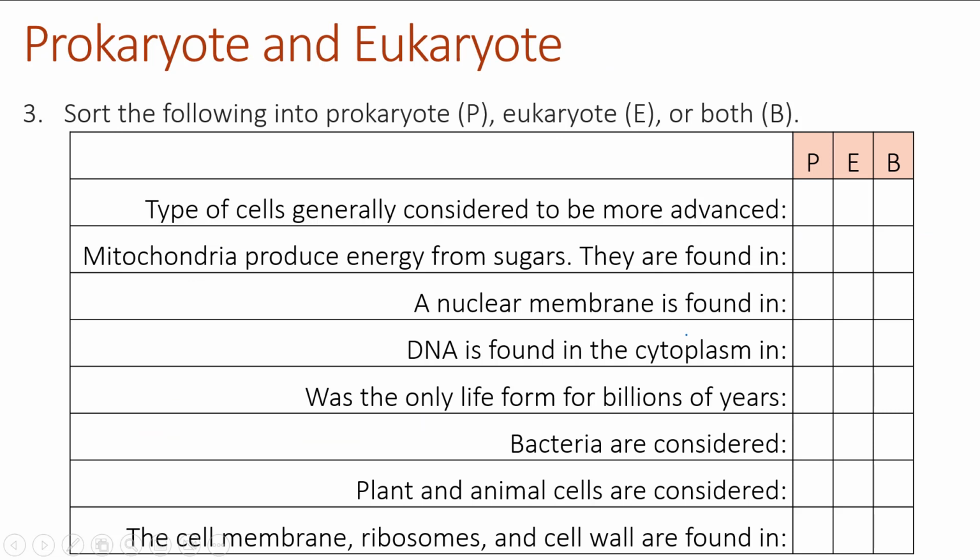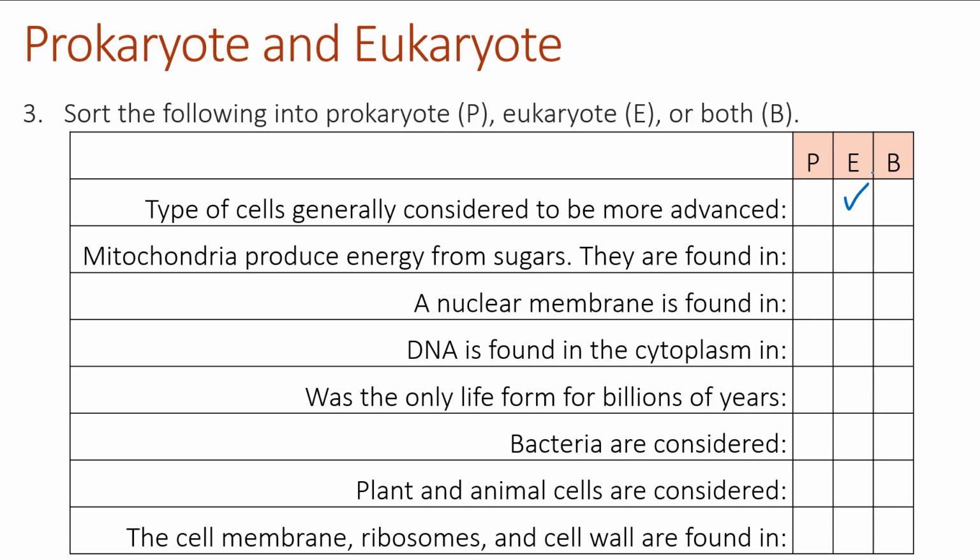The next question is asking about prokaryotic and eukaryotic cells. So we're going to determine for each of the following statements whether that is prokaryote, eukaryote, or both. So for the first one, type of cells generally considered to be more advanced, those are going to be my eukaryotes.